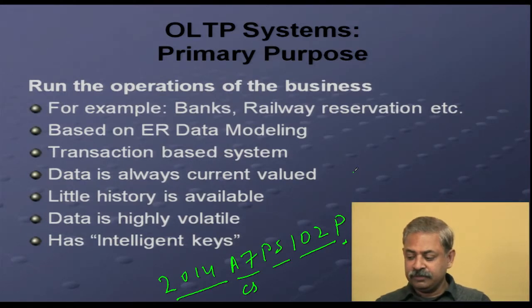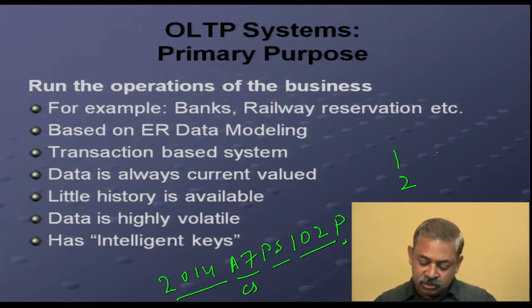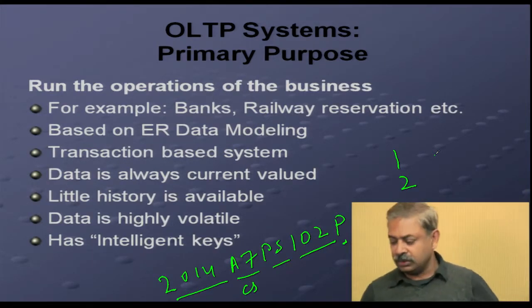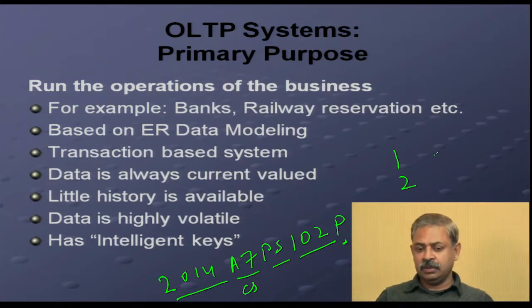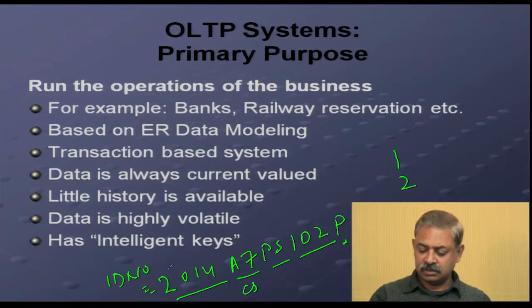On the contrary, if you just say a student is identified by 1 or 2, any integer, then this number 1 does not tell me anything about the student. So that's the difference. That's why the ID number of students in BITS is a typical example of an intelligent key.